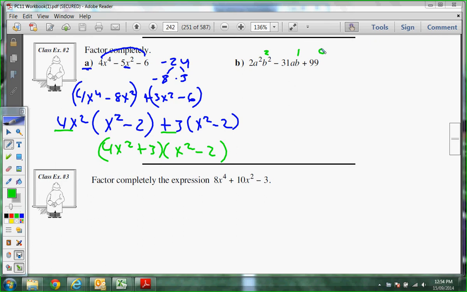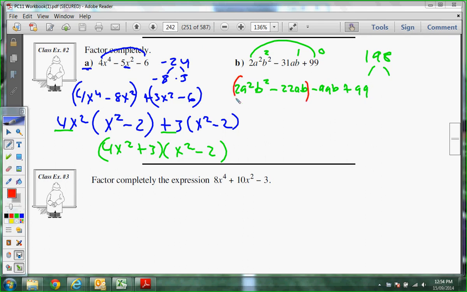Okay, so I have to go 2 times 99. 2 times 99 is 198. I got to break 198 down into 2 negatives that add to 31. 9 and 22, good. Okay, so I'm going to put the 22 with the 2 and the 9 with the 99. So here we go. So we got 2a squared b squared, minus 22 what? What do I put there? ab, good. Everybody's on board. Okay, minus 9ab, shoot, ran out of room, and plus 99.